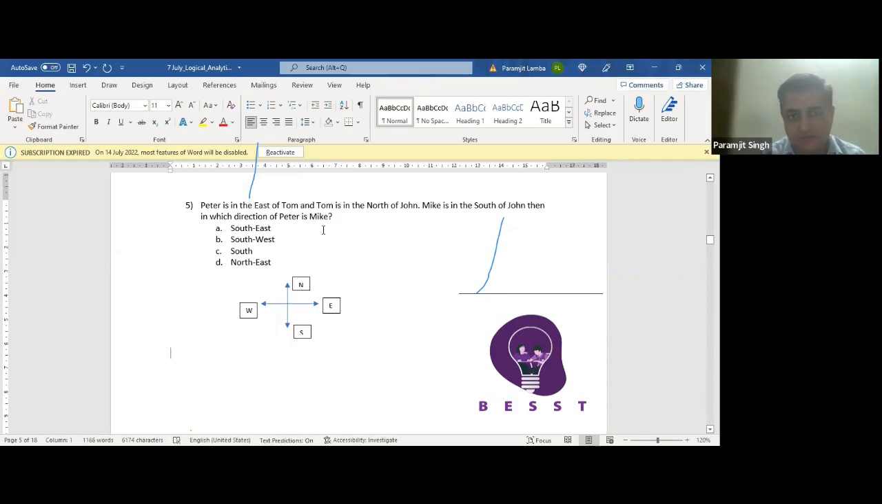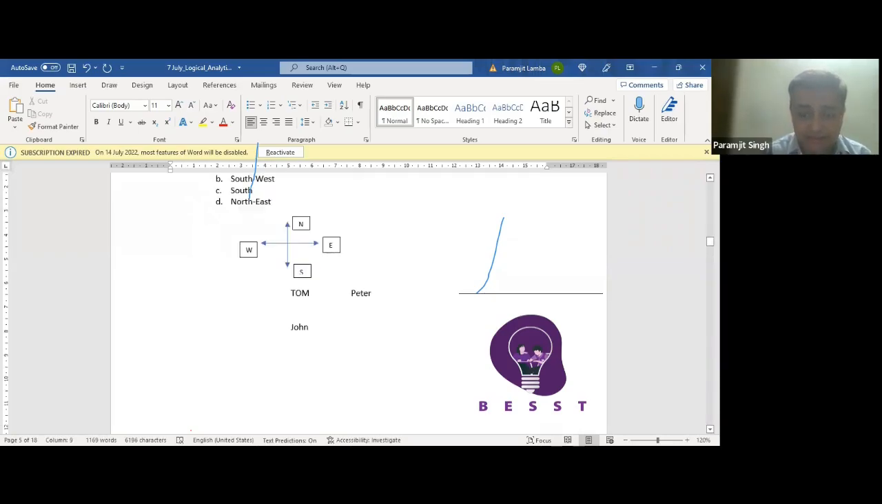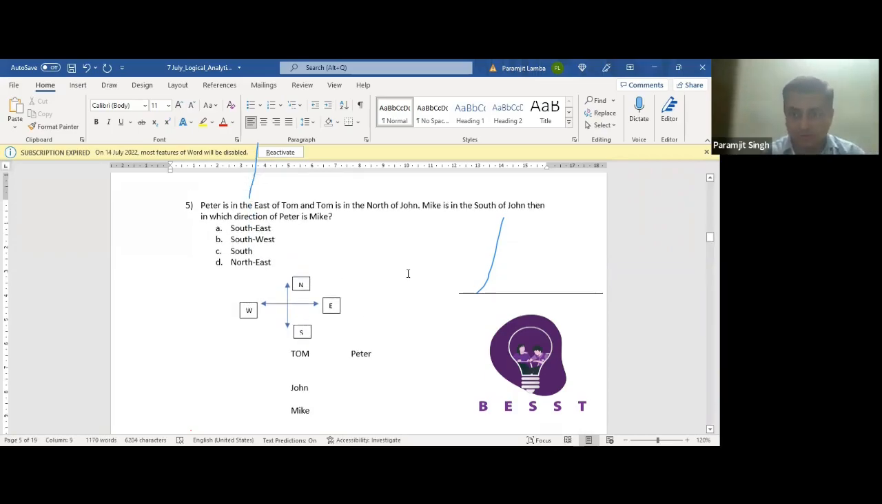Now what does the question say? Peter is in the east of Tom. So let's say Tom is here. Peter is in the east of Tom, so Peter is here. And Tom is in the north of John, so John is somewhere in the south of Tom. So here is John in the south of Tom. Mike is in the south of John. Here is Mike.